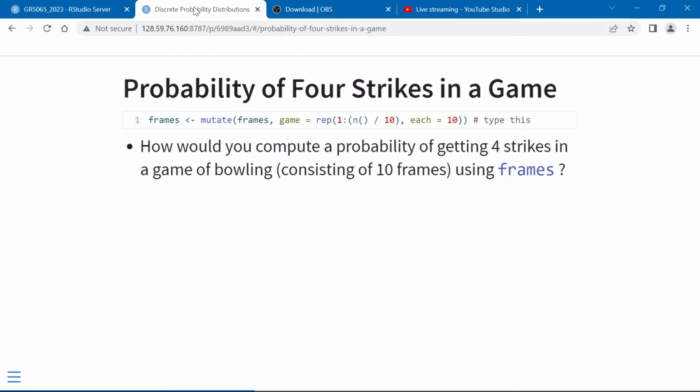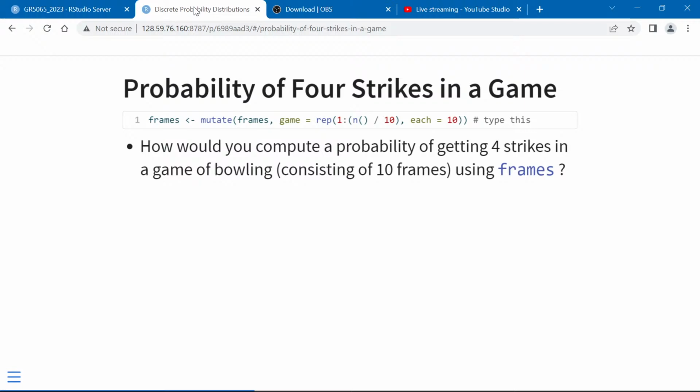A game of bowling consists of 10 frames. First we need to add a game indicator to our 10 million row tibble that has frames. So we just repeat 1 to 1,000,000, each one of those 10 times. Then we have an indicator variable indicating which game the frame pertains to.